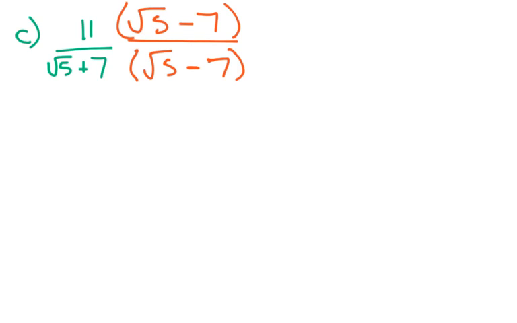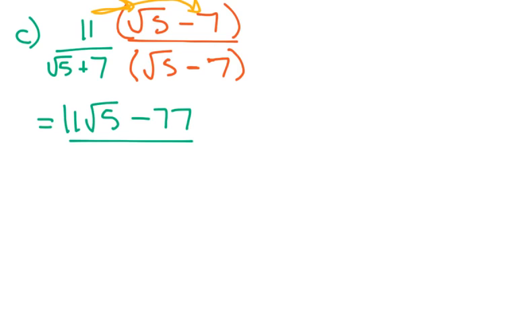So to multiply out the top, this 11 needs to multiply into both the root 5 and the 7. So 11 times root 5 is 11 root 5. And 11 times 7 will give us minus 77. On the bottom, we have to FOIL, so root 5 times root 5, root 5 times negative 7, 7 times root 5, and 7 times negative 7. Gets a little bit longer.